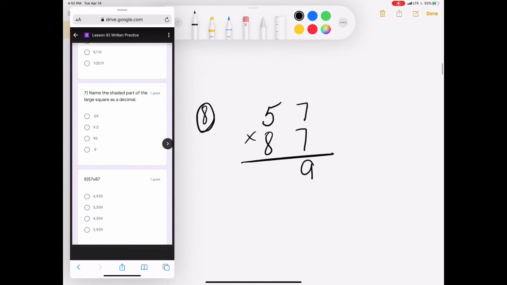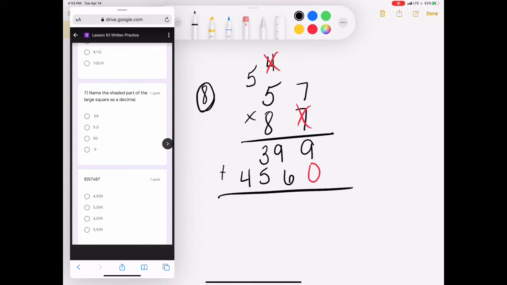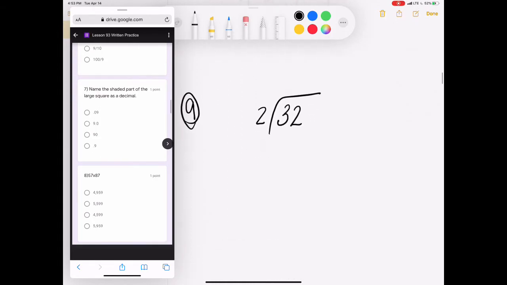Number 8, 57 times 87. 7 times 7 is 49. 7 times 5 is 35, plus 4 is 39. Do 3 things. 1, 2, 3. 7 times 8 is 56. I'm pretty sure. Let me double check. Yep, 56. 6 carry your 5. 8 times 5 is 40, plus 5 is 45. Add these together. 9, 15, 9, 4,959 on number 8.